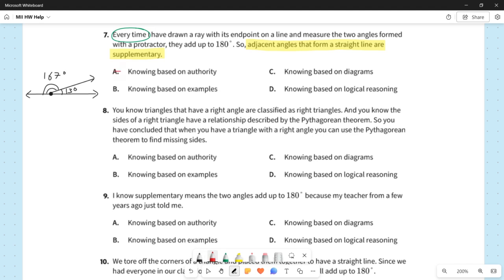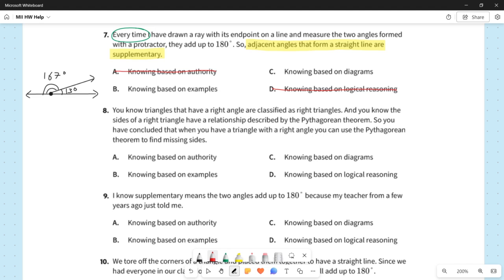Well, it's not authority because I'm the one doing it. It's not logical reasoning because we're just playing around with this and noticing that every single time I do this, but we're not really reasoning as to why it's 180. We're just getting the result that it's 180.